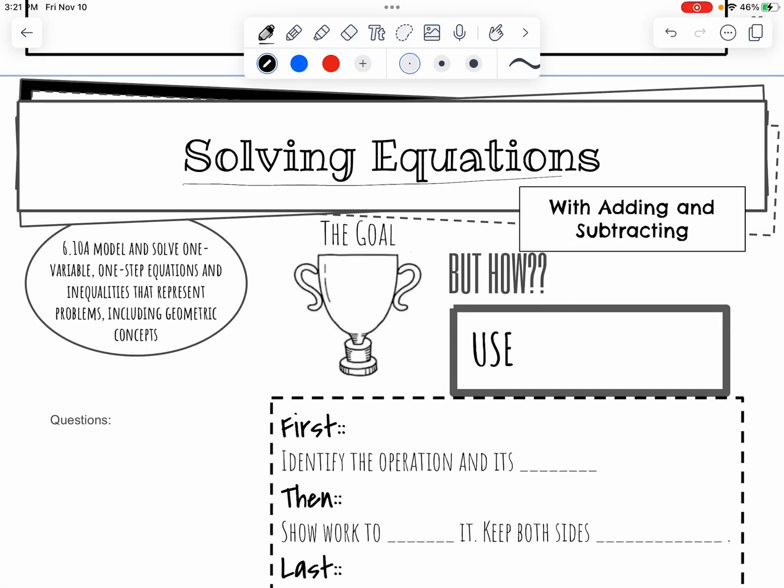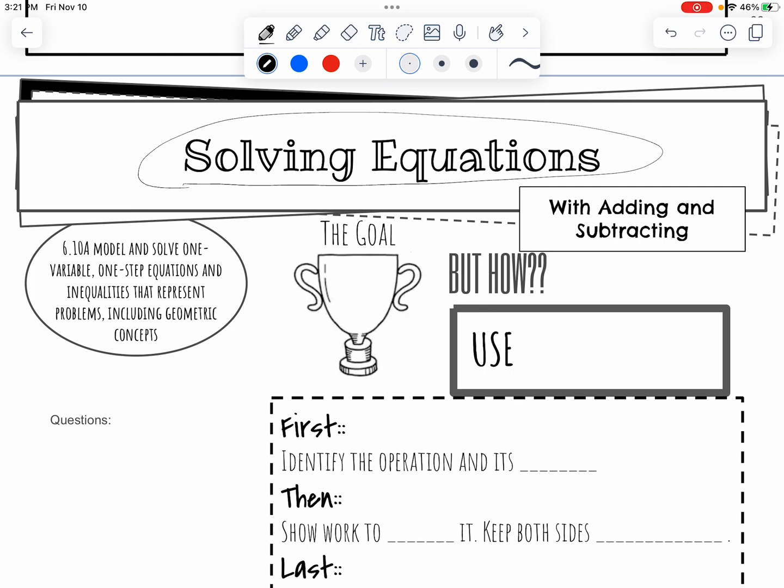Solving equations. Okay, so we've learned about equivalent expressions. Remember, with expressions we had variables and they were not equal to anything. Now we are dealing with equations, so they're equal to something. So now we are going to find what value that variable stands for. We're going on a treasure hunt, finding the unknown.